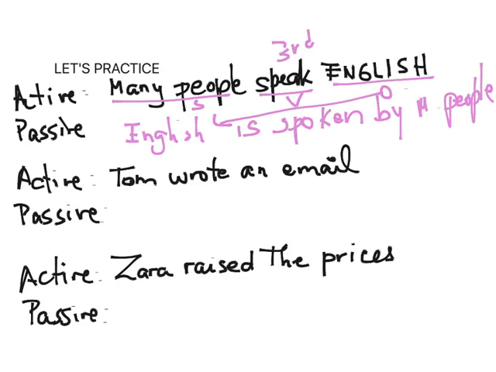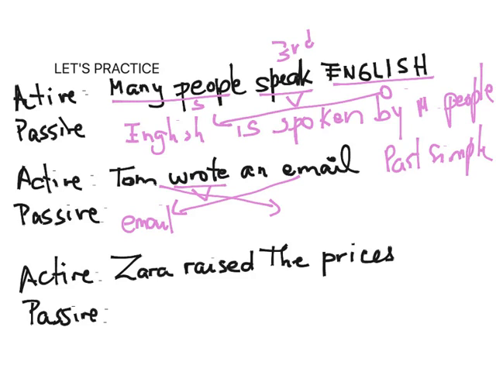In the second example, we have past simple, and the action is in past simple. Let me write it down here so that I remember the verb to be should be in past simple. Tom wrote an email. So I do the changes, an email, and then was the past simple of the verb to be, and then the third column, written, by Tom. Excellent. So far, so good.